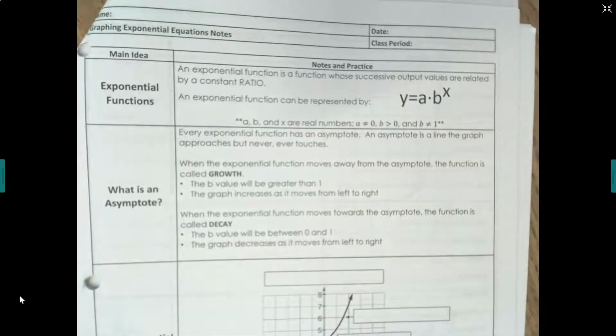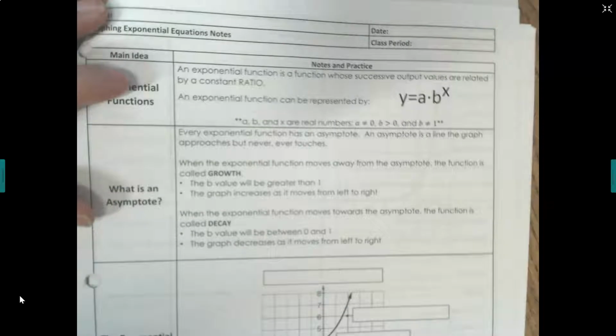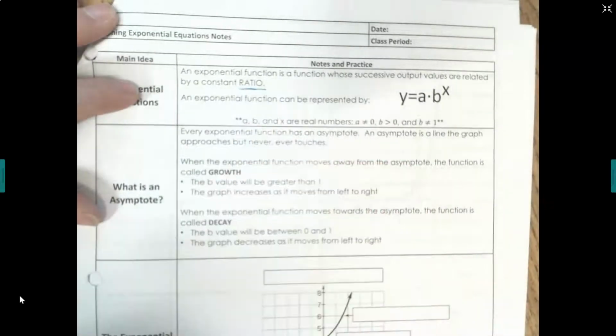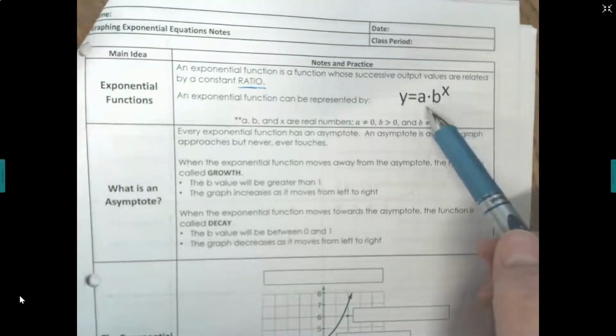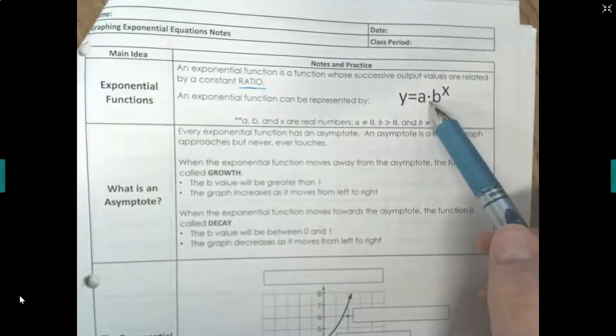All right, so there's some vocabulary to get us started. What we're talking about is exponential functions. So an exponential function is a function whose successive output values are related by a constant ratio, meaning they're multiplying instead of adding the same value each time. You're multiplying by the same value each time. And when we look at the equation, you can see multiplication taking place in here.